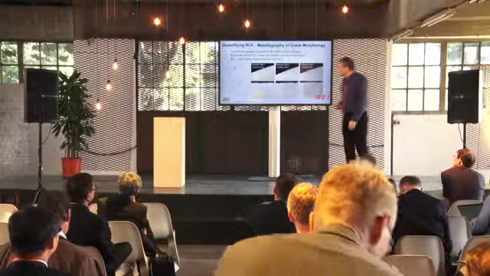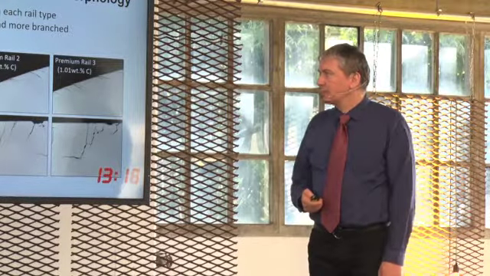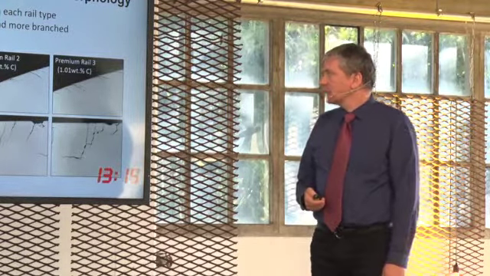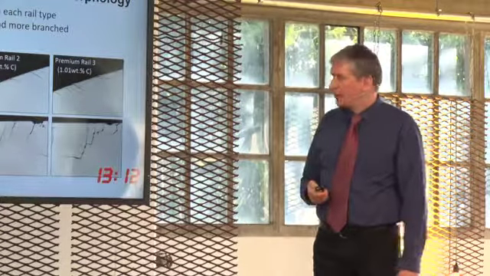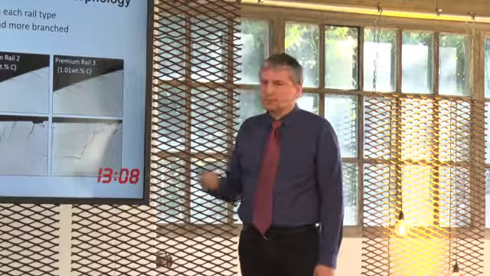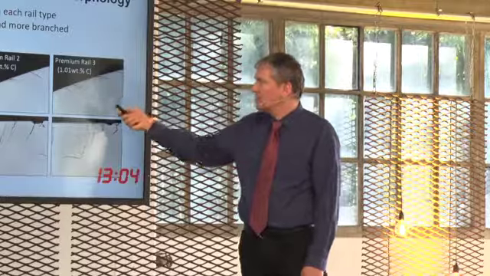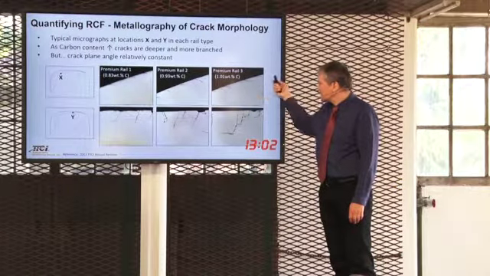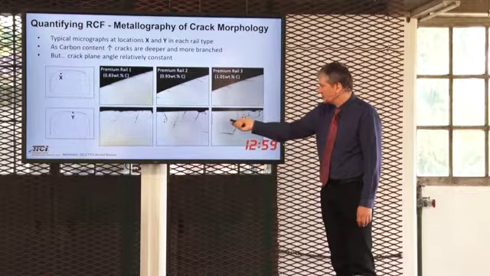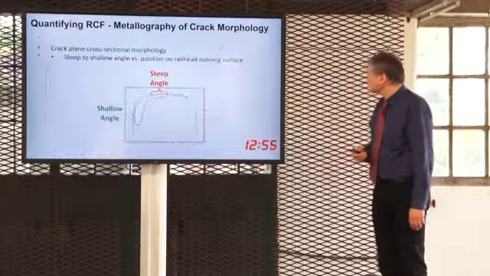If you look at the visual representation of what the cracks look like for those rails at points X and Y, you see that as the carbon content goes up, the cracks become denser and deeper, but the angle stays more or less the same. If you compare rails 1, 2, and 3, you see that the angle is the same, but those cracks are denser and deeper, and that's even true at point Y as well.